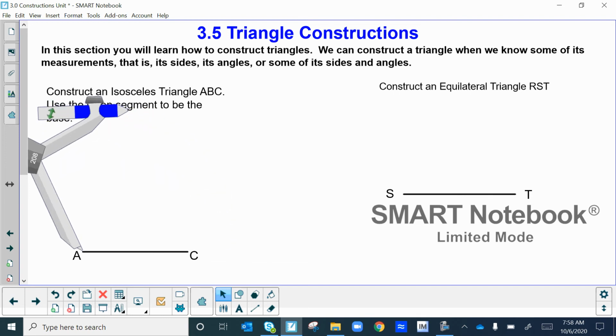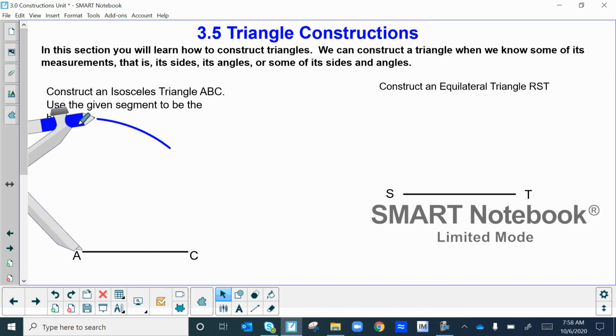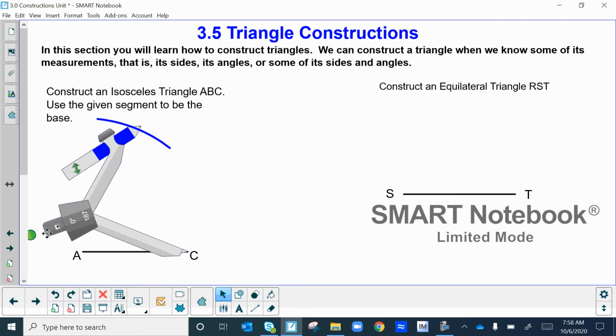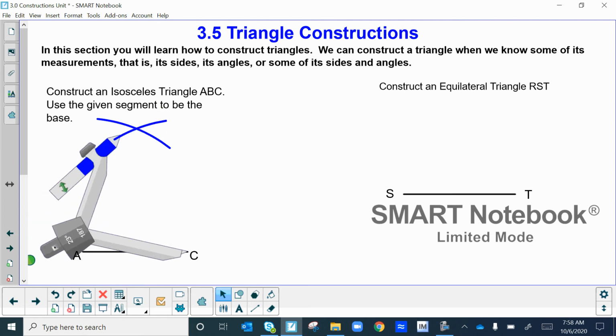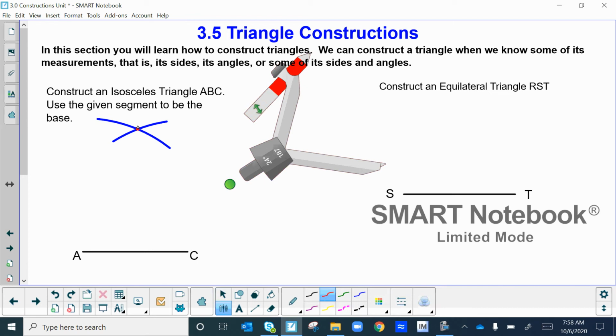I'm going to come up here, and I'm going to make an arc, like so. Then I'm going to keep that same measure, because remember, I need this other side to be the same measure, and I'm going to make an arc. And that's it. It's as simple as that. That intersection point right there is going to be your B.